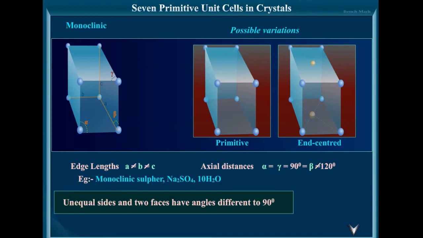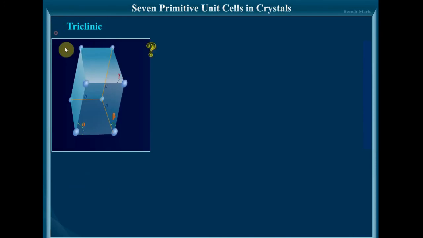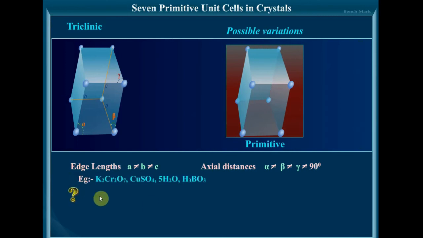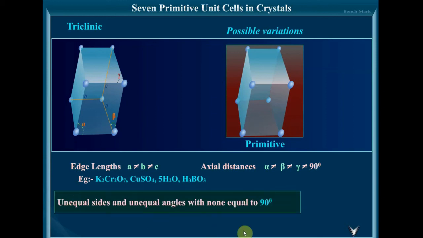And the last one is triclinic. In triclinic, A is not equal to B, not equal to C, while alpha is not equal to beta, not equal to gamma, not equal to 90 degree. The only possible type of unit cell present under this crystal class is primitive. Edge lengths are as given. Examples: potassium dichromate, copper sulfate, etc.